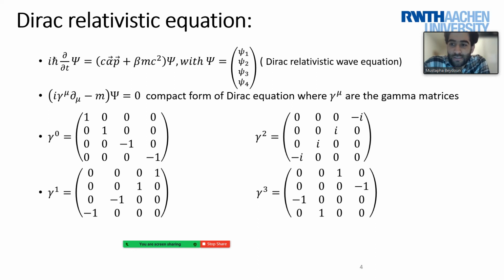If you look closely at this wave equation, we have a linear relation between momentum and energy, and here psi is made of 4 components, psi 1, psi 2, psi 3, psi 4, because we have a particle and antiparticle. So what Dirac did is that he predicted the existence of antiparticles using this equation.